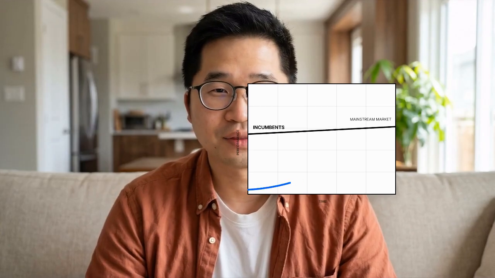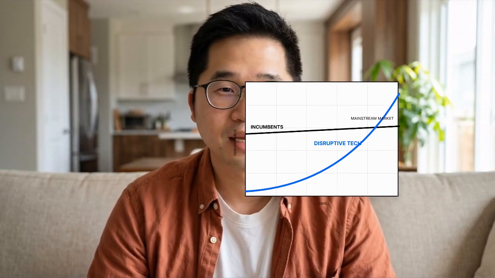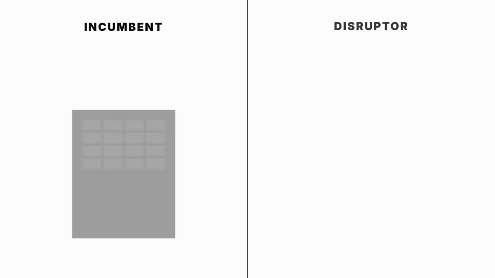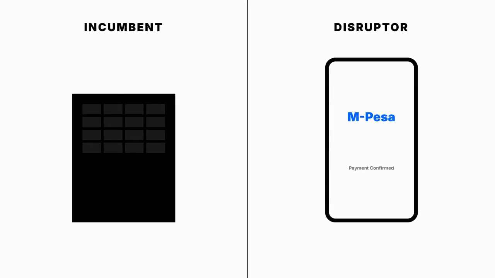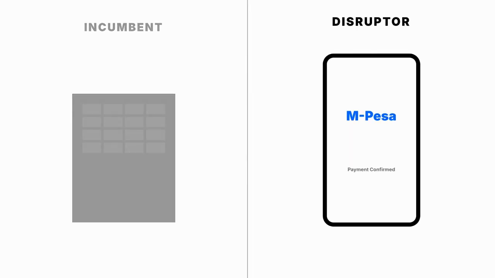Second lens, innovation theory. Clayton Christensen's disruption model maps perfectly onto fintech. Incumbents like JP Morgan spend billions optimizing for their best customers. Meanwhile, M-Pesa enters with simple SMS payments for people banks completely ignored. Robinhood offers zero commission trades to retail investors, the industry considered unprofitable.